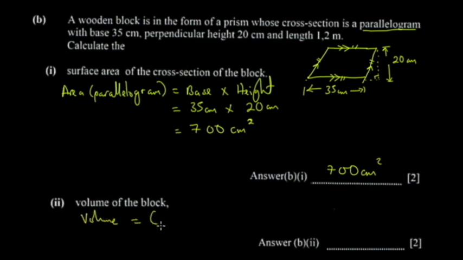Cross-sectional area. Okay, so you can say cross-sectional area multiplied by height or length. For our case, it's actually length, since we used height already here. So by length, you're just repurposing what you're given in the question, of which you're given the length there. So cross-sectional area is 700 square centimeters multiplied by 1.2. Oh, it's meters here. Okay, so what you do is you multiply by 100 here.